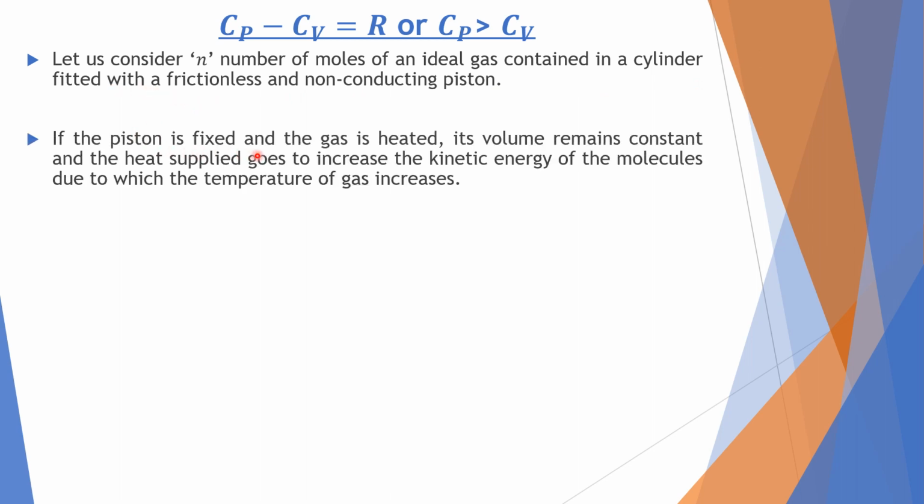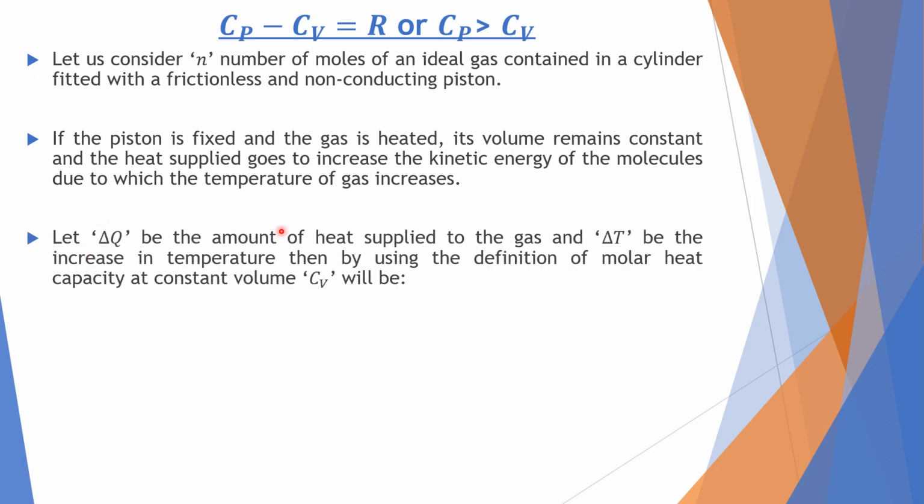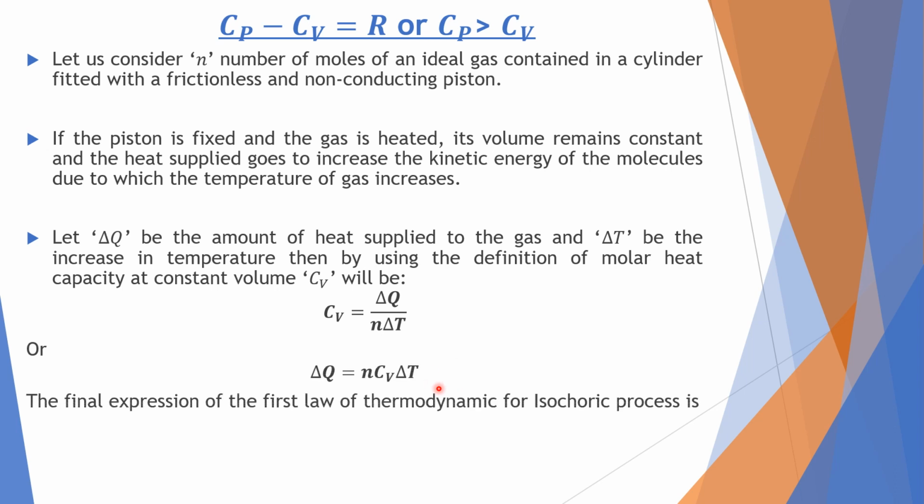If the piston is fixed and the gas is heated, its volume remains constant, and the heat supplied goes to increase the kinetic energy, which is the internal energy of the molecules, due to which the temperature of the gas increases. If delta Q be the amount of heat energy supplied and delta T be the increase in temperature, then by using the definition of molar heat capacity at constant volume, we can say that Cv is equal to delta Q upon n delta T, or delta Q is equal to n Cv delta T. The final expression of the first law of thermodynamics for an isochoric process is delta Q is equal to delta U.